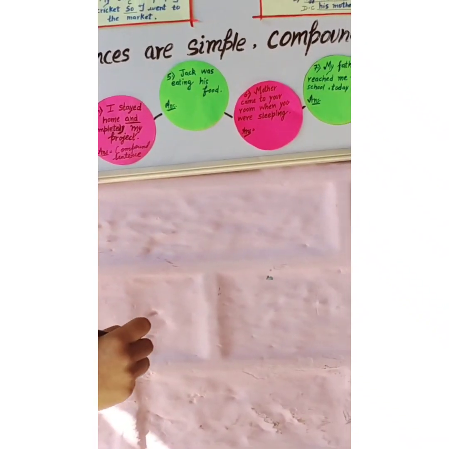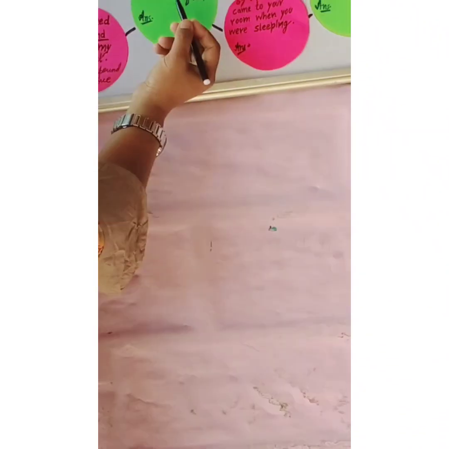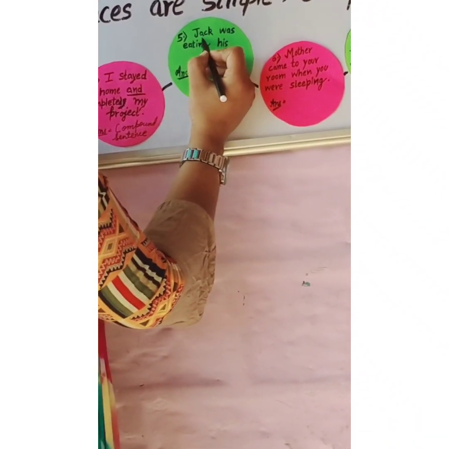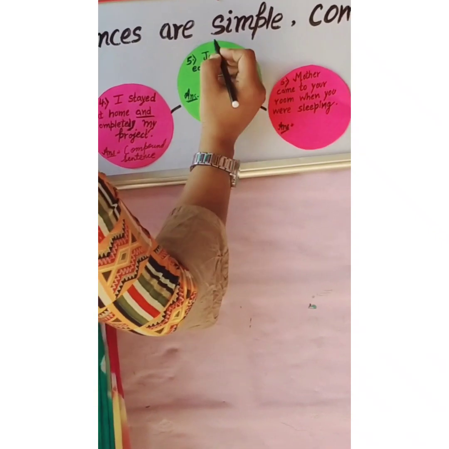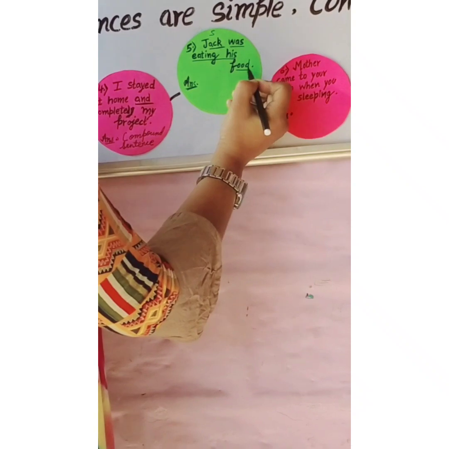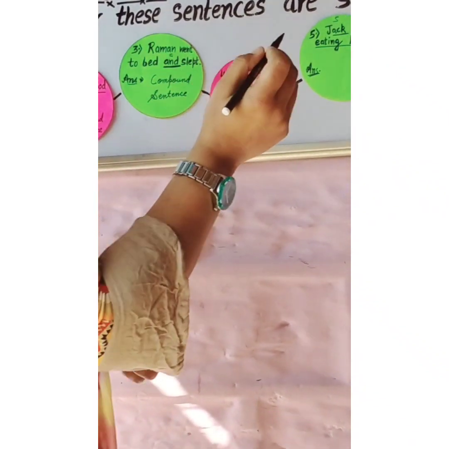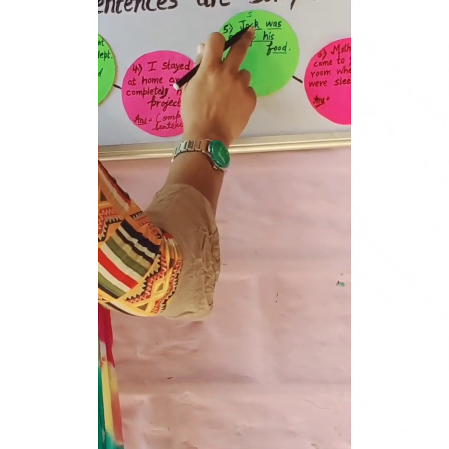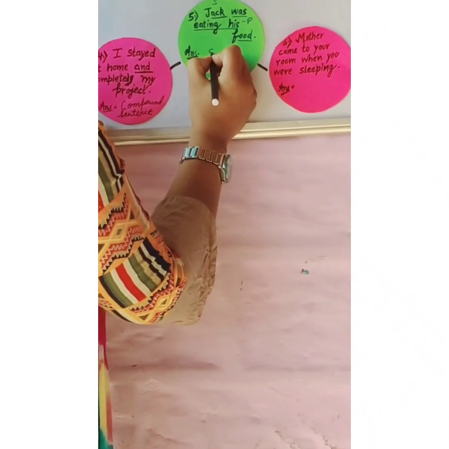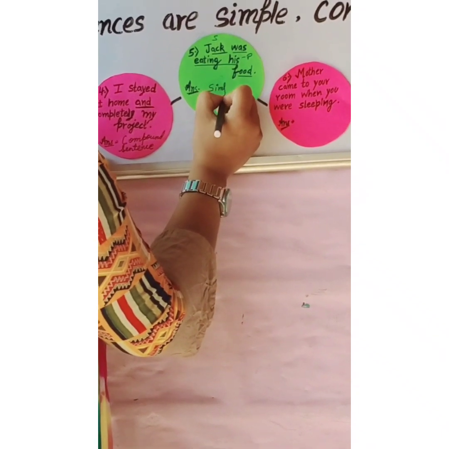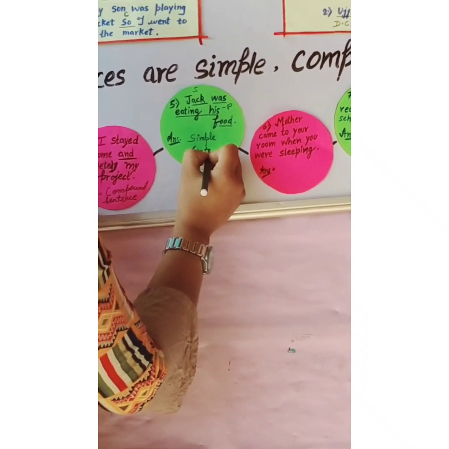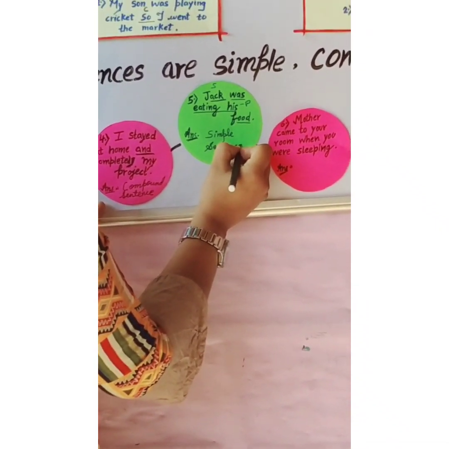Okay, now in the fifth one you can see: Jack was eating his food. So here we are talking about Jack. Jack is your subject and the rest is known as your predicate. So here if you have one subject and one predicate, then it will be known as a simple sentence, right?